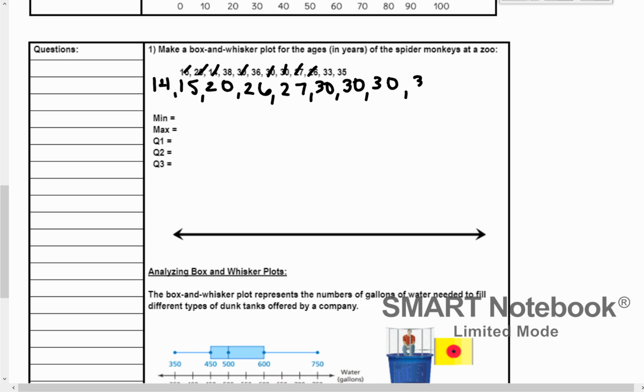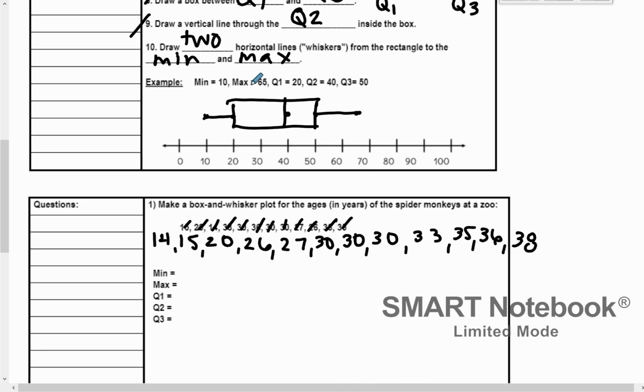And 33, 35, 36, and 38. So now we have an example where we weren't given the 5-number summary. So notice how up here you were given those numbers, which makes it pretty simple. There's not many steps to actually make the graph.